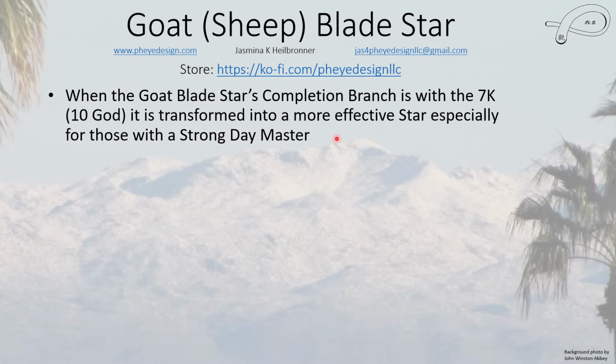Now, the goat blade's completion branch, when it is with the 7K, that is, you look at the heaven stem of the completion branch, and so this is the 10 God that would be there. It is transformed to a more effective star that isn't negative, more on the positive side, especially for those with strong day masters, which in general is a little more dangerous. So this is good, and it is a little bit strange, but that's what it says, because the 7K makes you even more of a fighter.